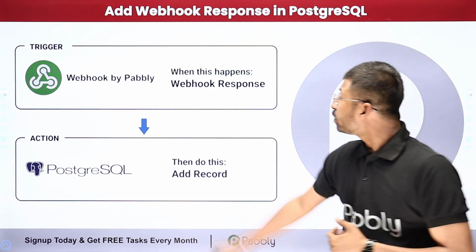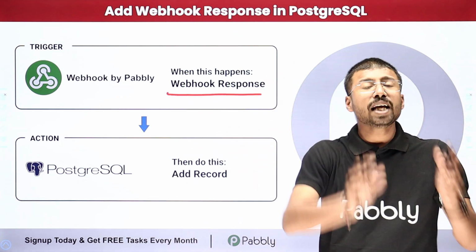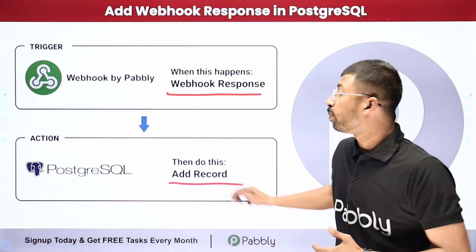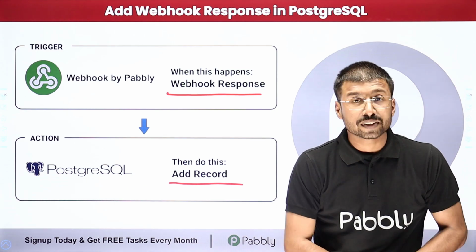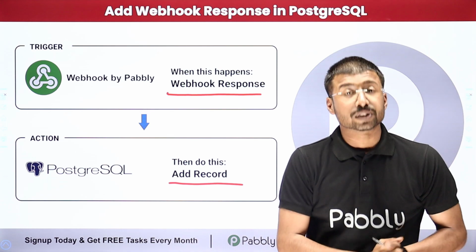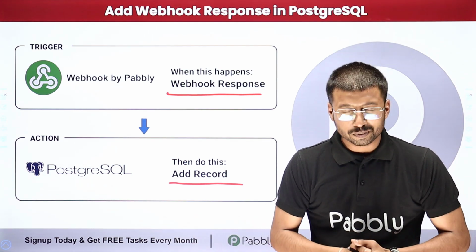In this automation, as we are going to receive a webhook response from any application, automatically the same responses will be added as a new record in our PostgreSQL database into a specific table. Now, if you want to learn how you can set up this complete automation all by yourself, for that you just have to come with me to my screen.